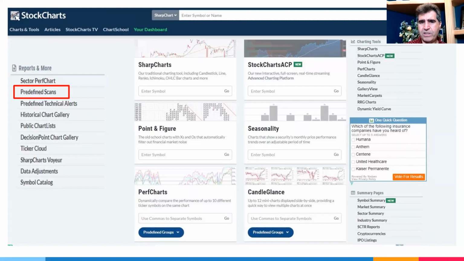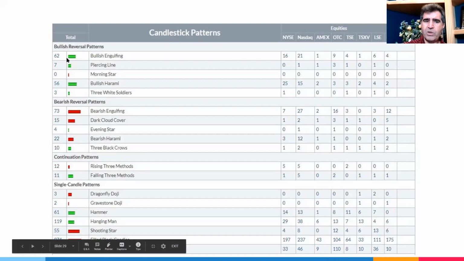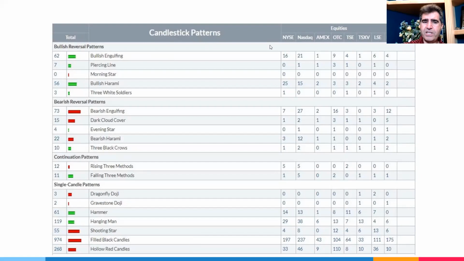And I would recommend, actually, the way I look at things is on weekends, if you have like half an hour, this is a good time to do some of your scanning and research. And basically, once you do that, this is again yesterday's close. So it tells you some of the bullish reversal patterns, the bearish reversal patterns, the continuation patterns, the single candle like dragonfly, gravestone, hammer, hanging man, shooting star. So all of the things that we talked about, they actually give you from different exchanges.